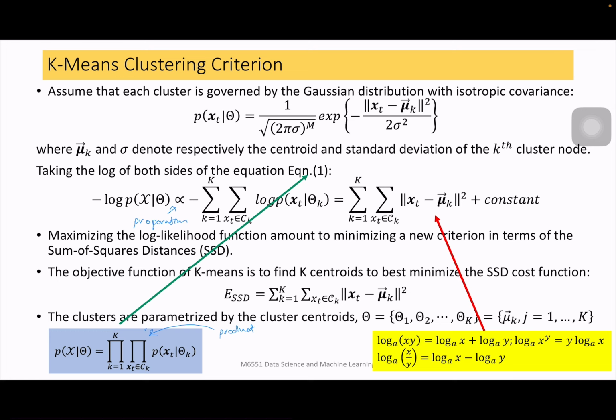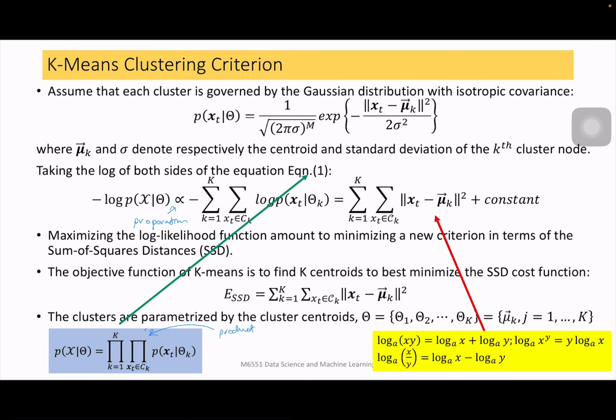taking log on both sides of the equation, log of p of x given theta is proportional to the summation from k equals 1 to K and the summation over xt encompassing Ck of log of p of xt given theta k, where log of xy equals log x plus log y, and log of x to the power y equals y log x. So this is basically the logarithmic function.